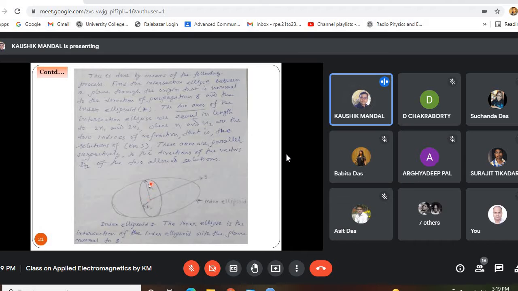Secondly, that particular surface of the intersection ellipse will be perpendicular to the direction of propagation. Once you draw this intersection ellipse following the two conditions, you will be able to find the values of the refractive indices from the two axes of the intersection ellipse, because the lengths of these two axes will give you the values of 2n1 and 2n2 respectively, as well as the directions of the corresponding axes, which give the directions associated with D1 and D2.